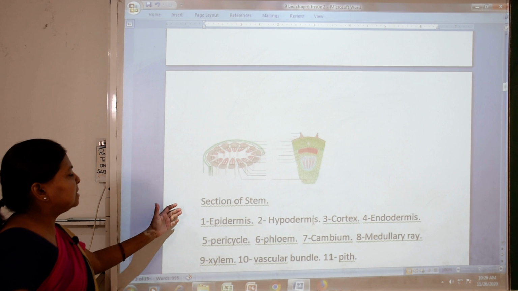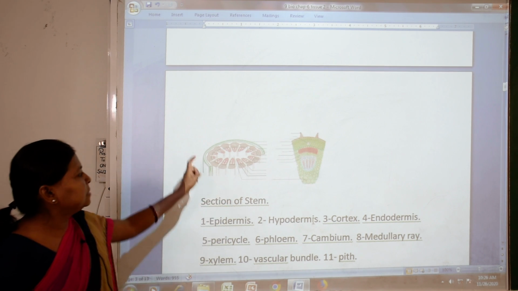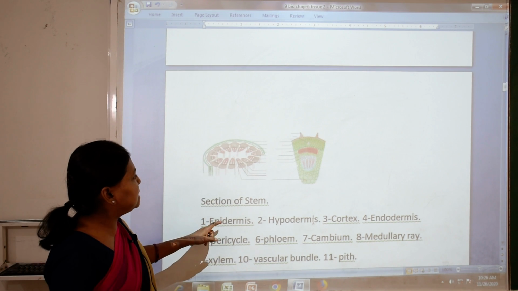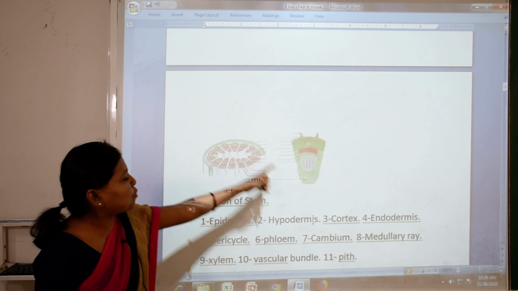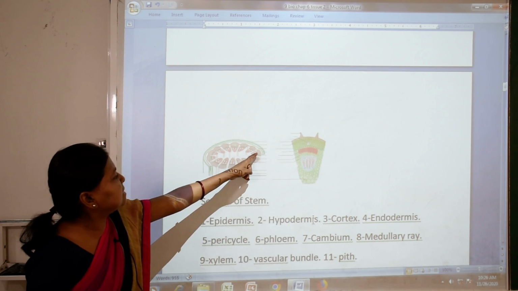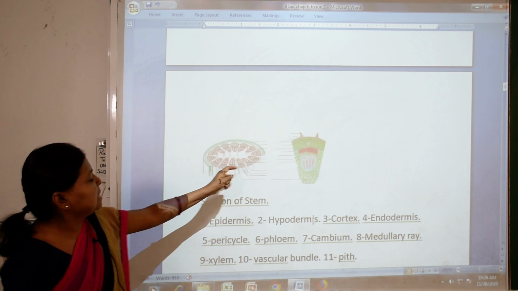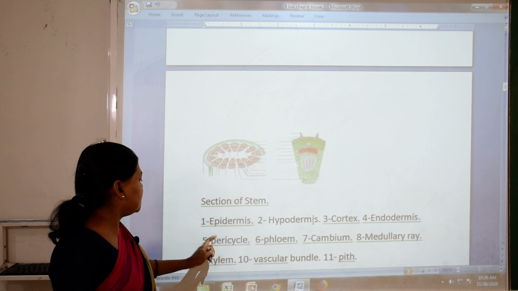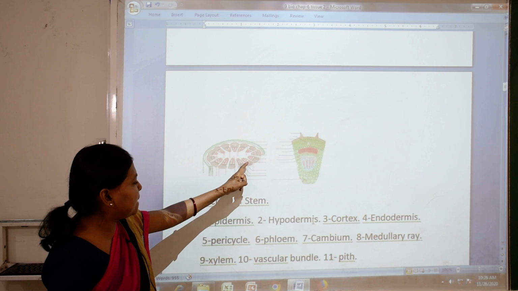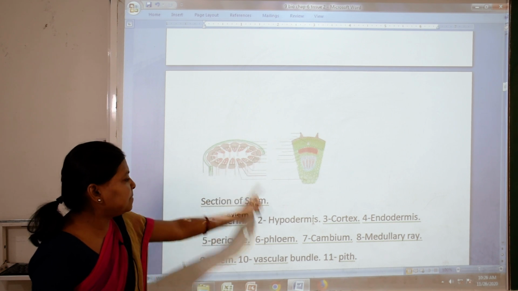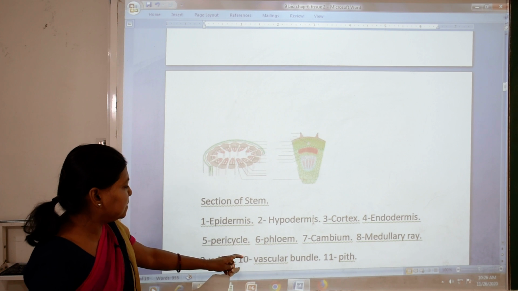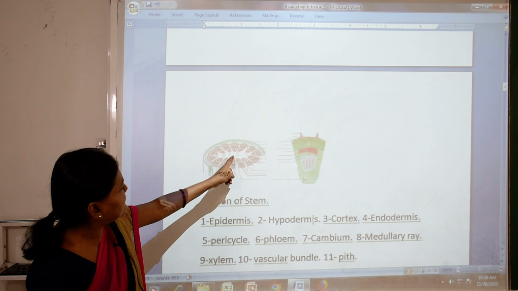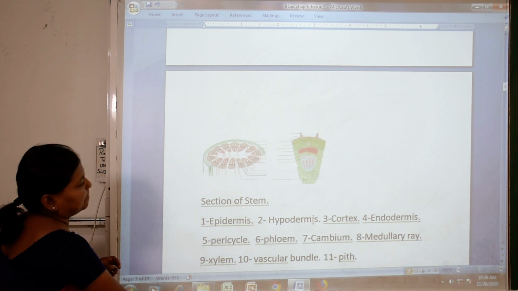Now this is the section of the stem. This is called the epidermis, this one is called the hypodermis, and this is called the cortex. And see, these are the endodermis, this is called the pericycle, and these are the phloem, the cambium, the medullary rays, the xylem, the vascular bundle and the pith.